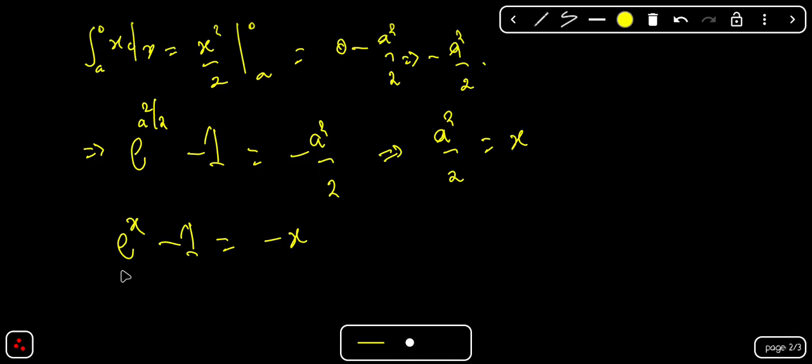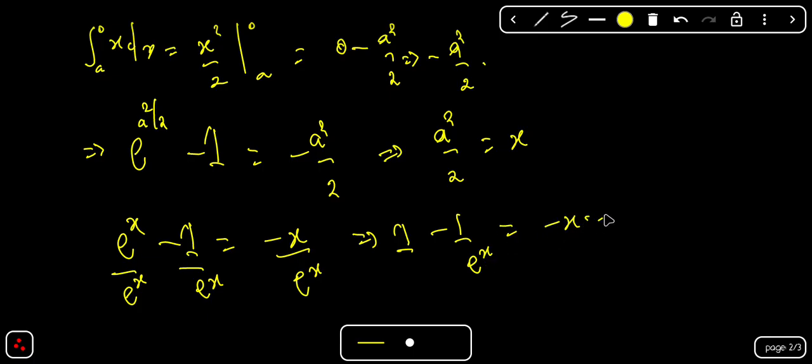We are going to divide both sides by e raised to the power of x. So we're going to have 1 minus 1 over e raised to the power of x equals negative x multiplied by e raised to the power of negative x. And then 1 over e raised to the power of x here is also e raised to the power of negative x. So we are going to have 1 minus e raised to the power of negative x equals negative x e raised to the power of negative x.